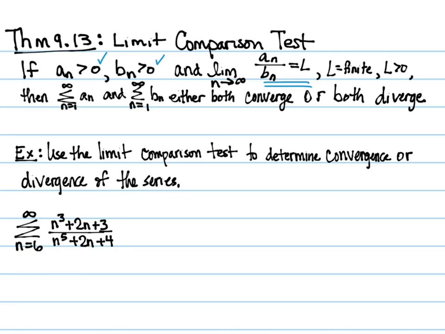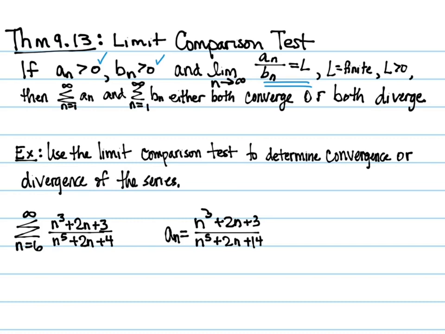I don't care whether you call it a sub n or b sub n. Let me see, what did I write down? I called it a sub n. When I wrote this down in my notes, I said, let's call this sequence a sub n. So I've got n cubed plus 2n plus 3 over n to the 5th plus 2n plus 4.